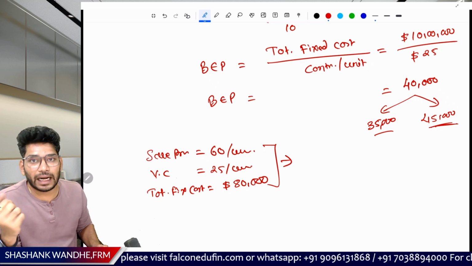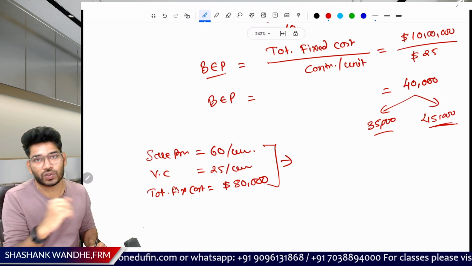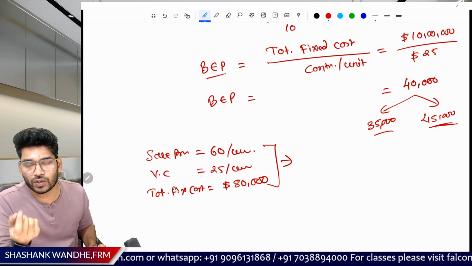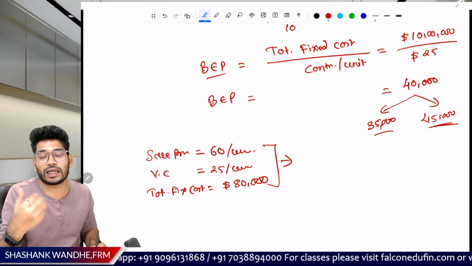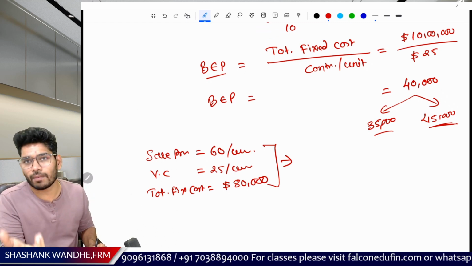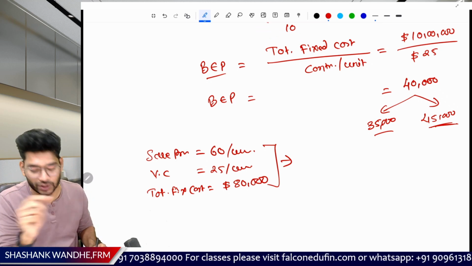But then we have the operating BEP. In this BEP, break-even point, we consider the total fixed cost. Now there are two types of fixed cost. One is the operating fixed cost. The operating fixed cost is the fixed cost we need to operate our business, for example, the rent of the factory or rent of the shop. So this is the operating fixed cost.